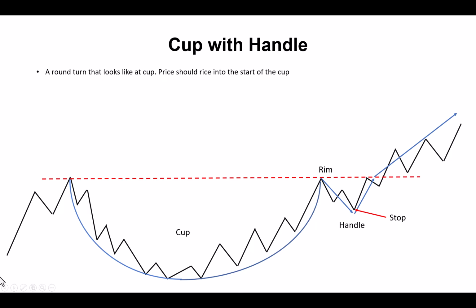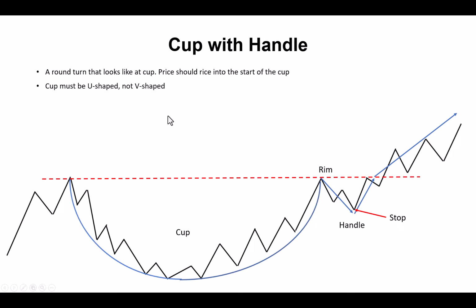It is a round turn or round bottom that looks like a cup. As you can see, the black zigzag here illustrates the price movements. So it should look a bit like a cup, with the handle where we have a bit of a correction. And the rim here is the rim of the cup, obviously. And we have the breakout price. Price should rise into the cup. It can't come from further up, and then it's not a cup and handle. Then it's just a round bottom. It's something else.